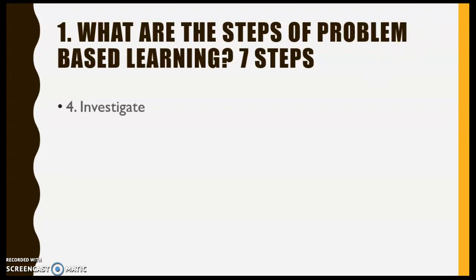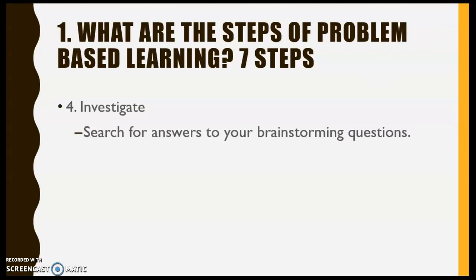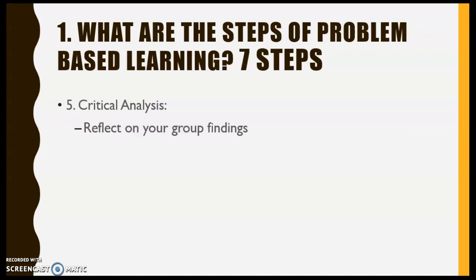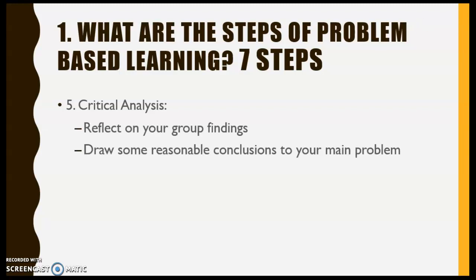Step number 4, they investigate. This is the doing part. They search for the answers to their brainstorming questions that they got in number 3. They make connections to prior knowledge, and then they go to step number 5, critical analysis. They reflect on their group findings and draw some reasonable conclusions to their main problem. In this critical analysis, they should be answering the problem-based or scenario-based question.